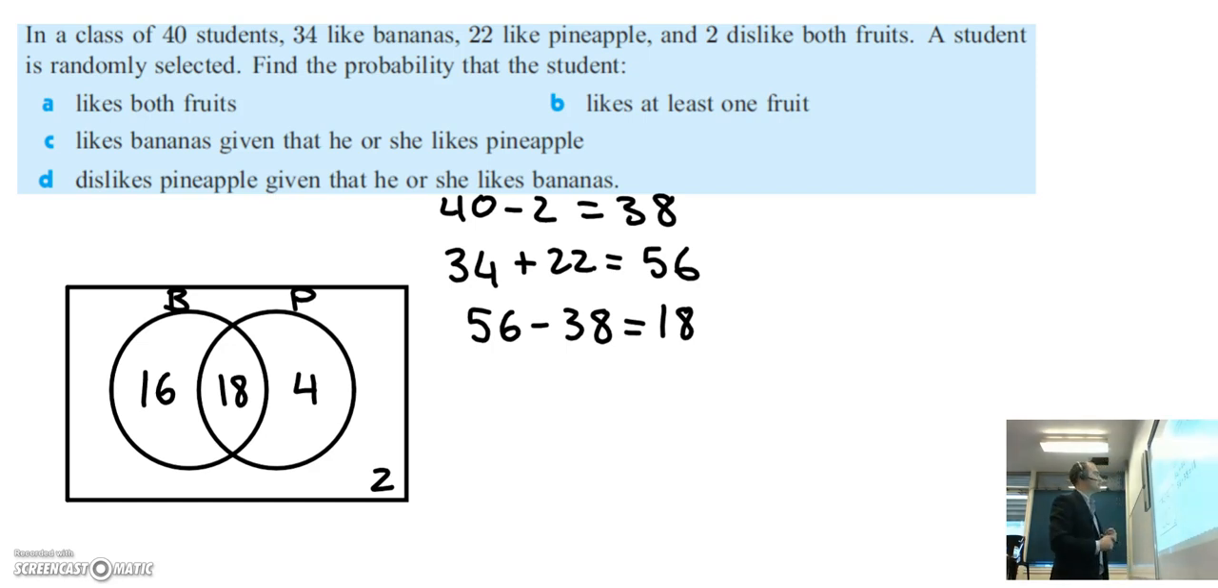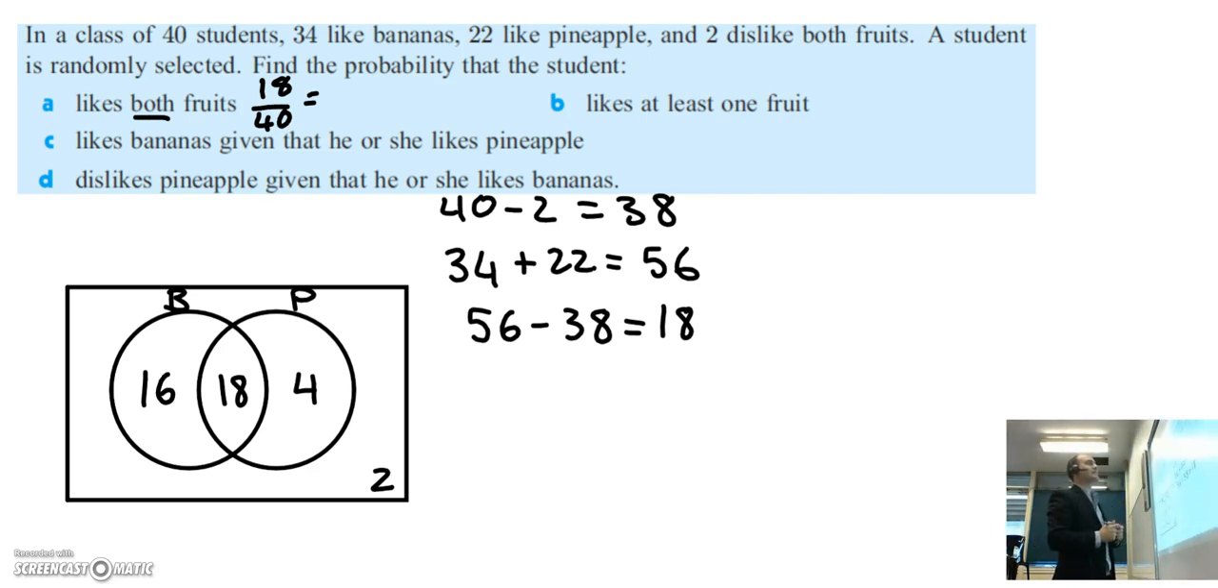Let's get stuck into the question. How many like both fruits? Well, we know that the intersection is where they like both, so that's going to be 18 out of 40. Remember, we would write our notation P(both fruit) equals 18 over 40, but just for speed I'm doing it like this. Don't forget to cancel it down.